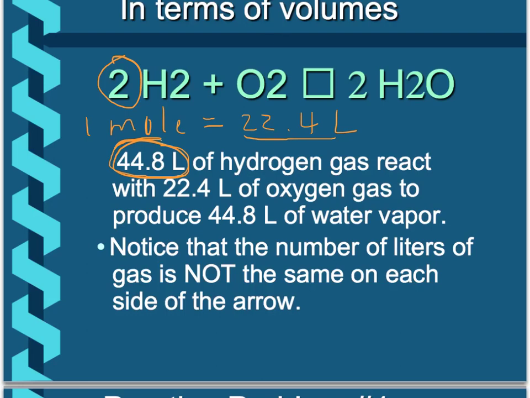So it does say down here, notice that the number of liters of gas is not the same on each side of the arrow. So remember that when we talk about molecules, we talk about atoms, we talk about liters, they're not going to be the same, but the number of atoms does need to be the same on both sides of the equation.